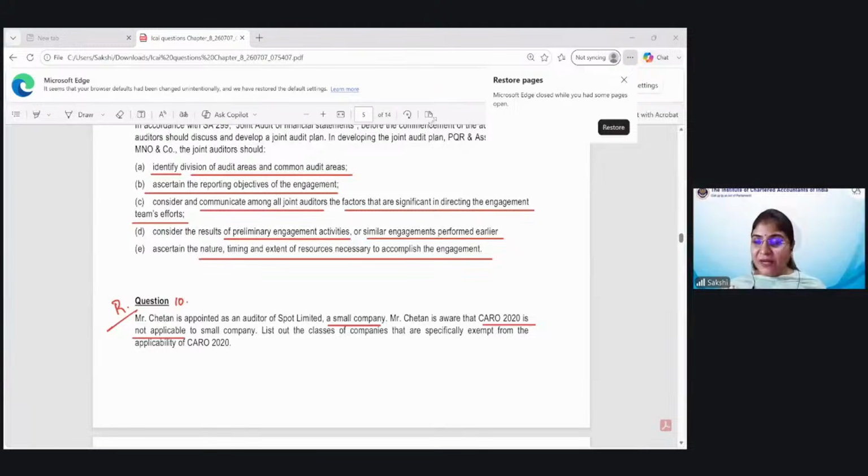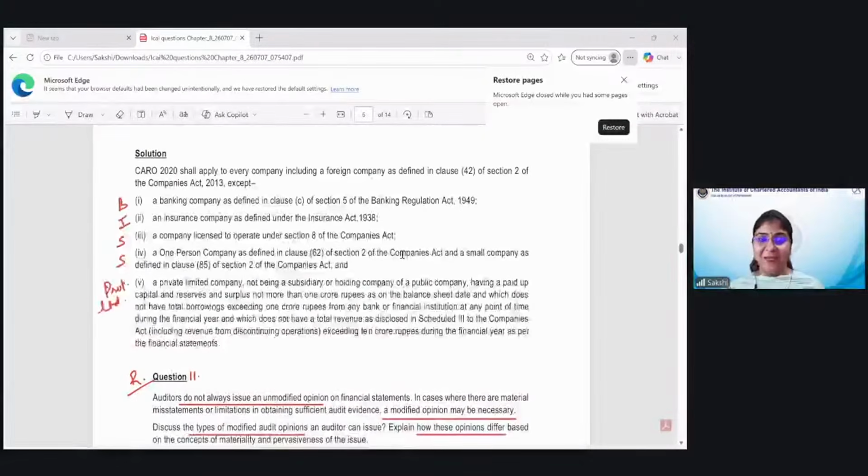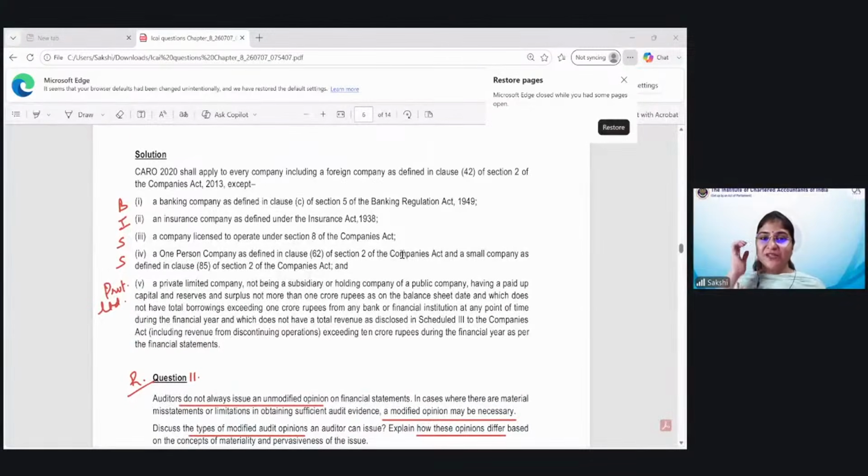The whole idea of asking was that you remember, and I'm glad that you all remember, because this question we have just done. This is how they have written: banking, insurance, Section 8 companies, one person and small company, private company. Private company, which is neither a holding nor subsidiary of a public company, paid up capital and reserves not more than 1 CR as on the balance sheet date, borrowings not exceeding 1 CR on any day of the financial year, and then turnover as per Schedule 3 not more than 10 CR during the financial year.